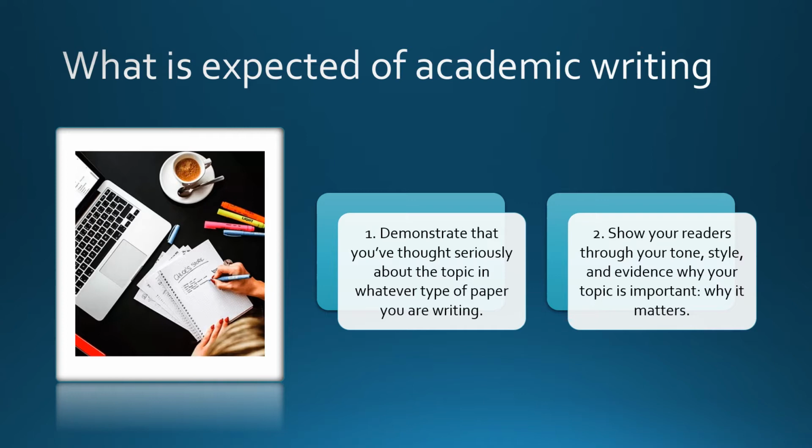So first, demonstrate that you've thought seriously about the topic in whatever type of paper you are writing. So you do, in most instances, get to choose your topic. This first one, you actually have a choice, and you'll see when you read the assignment. It's a fairly narrow choice, but other papers you write this semester, you'll have a wider choice and range of things that you can select. Show your readers, number 2, through your tone, style, and evidence, why your topic is important, why it matters, why it should matter to us, why it matters to you.